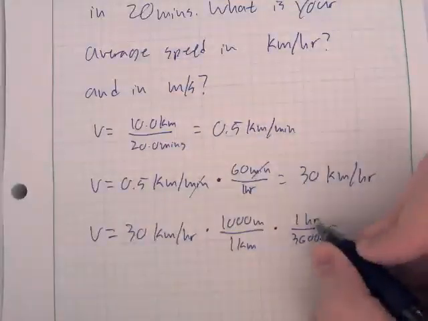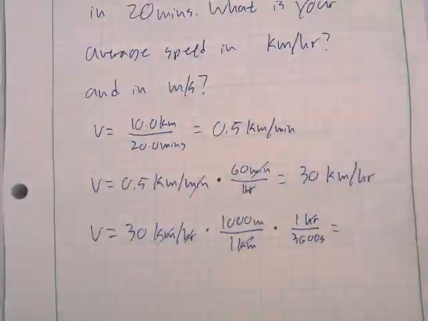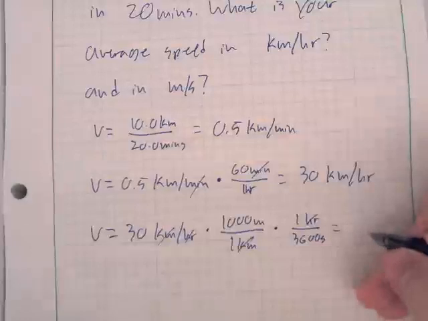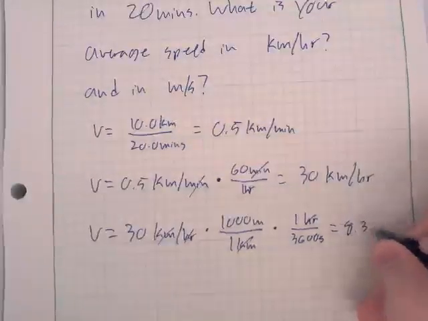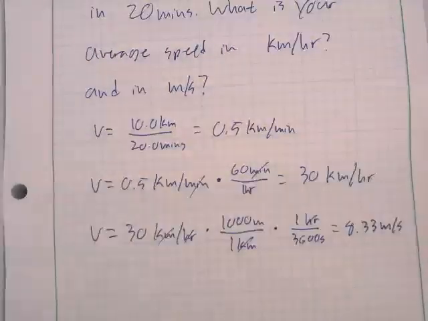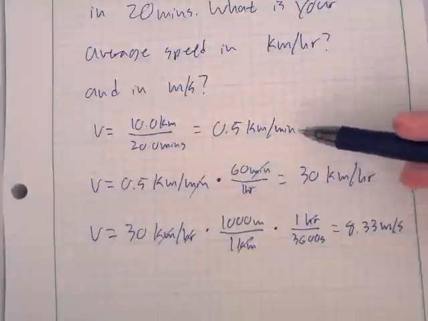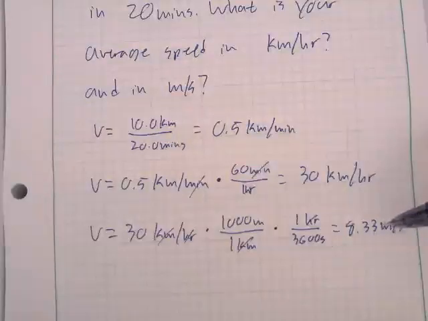We do this, what do we get in our seconds? Okay, so the hours do cancel out, the kilometers do cancel out. We end up with meters per second, multiplied by 1,000, divided by 3,600, and what we get is about 8.33 meters per second. So this is what our speed would be, right? We have it in 3 different speeds. We have 0.5 kilometers per minute, we have 30 kilometers per hour, and we have 8.33 meters per second.